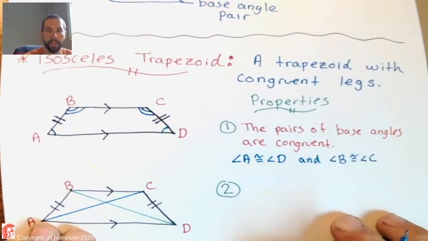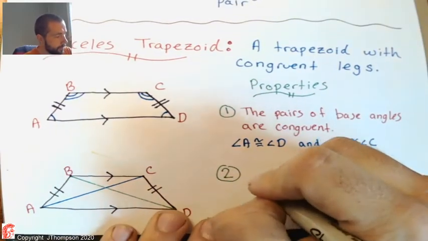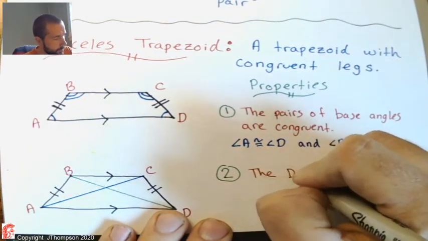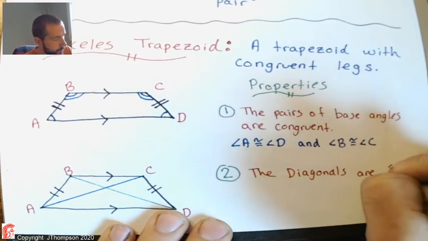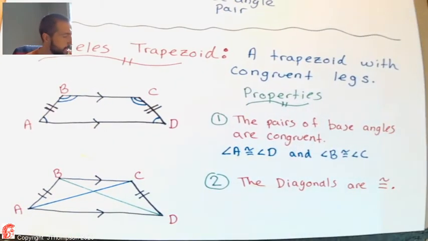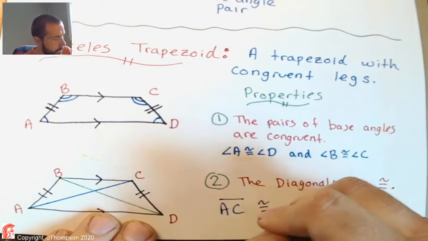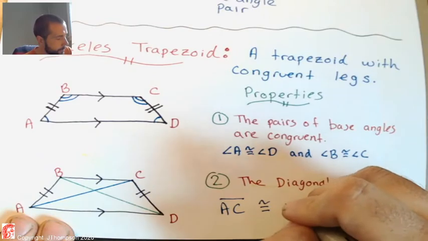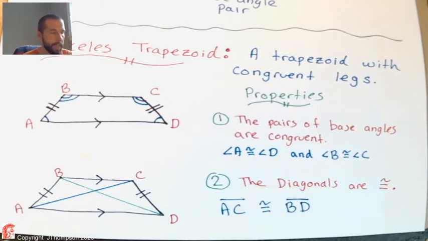Okay, the other property of isosceles trapezoids has to do with the diagonals, and that is that the diagonals are congruent. Okay, so diagonals are only congruent in isosceles trapezoids. So the example here, the diagonals would be diagonal AC is congruent to the other diagonal, BD. So their lengths are exactly the same.